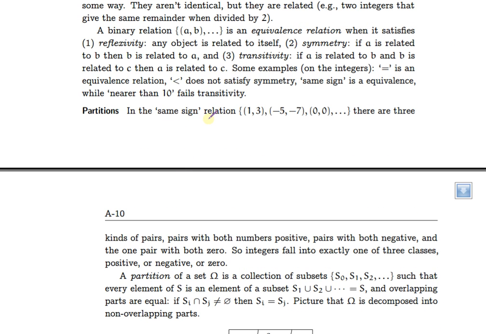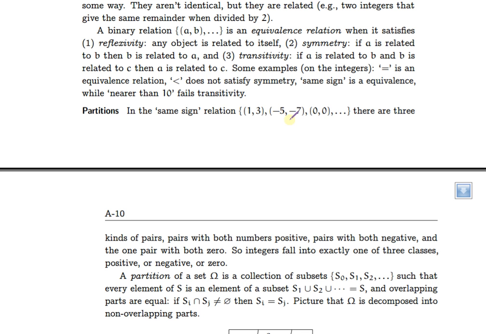Another possible relation on the integers would be same sign. We say two integers are related if they have the same sign. Well, you can see all of these ordered pairs belong to this relation. 1 has the same sign as 3, minus 5 has the same sign as minus 7, 0 has the same sign as 0.